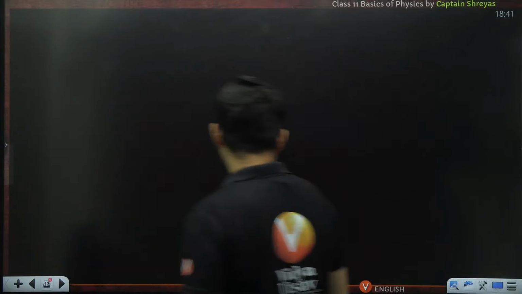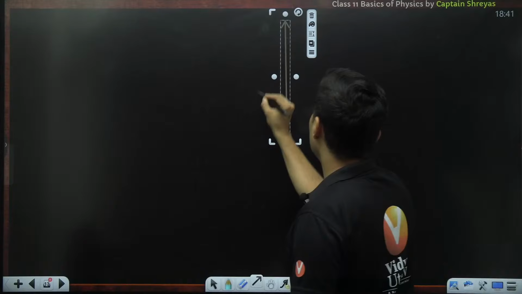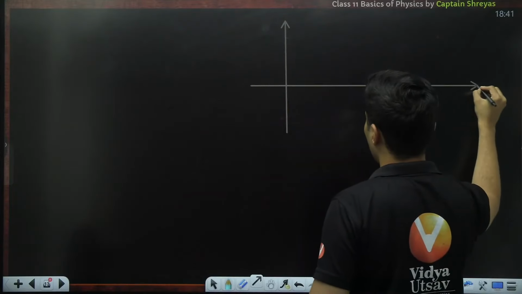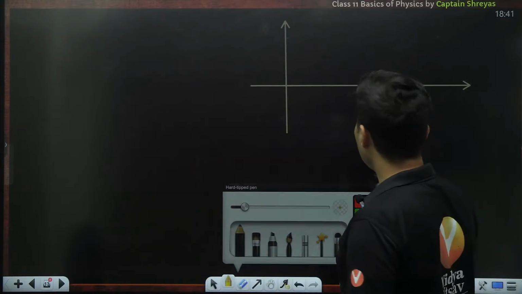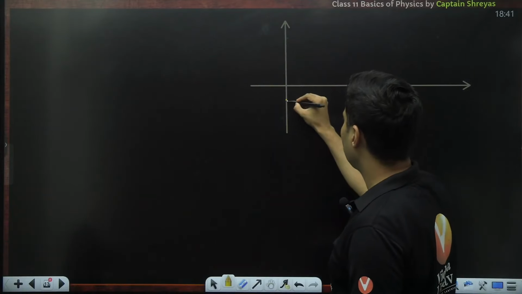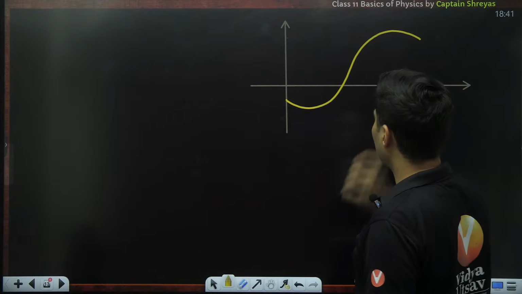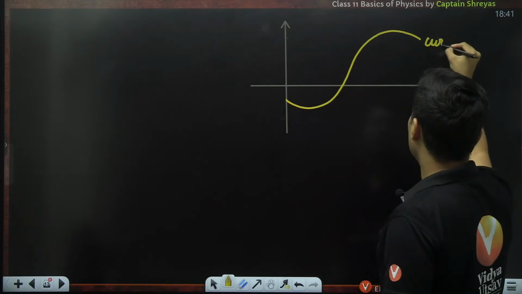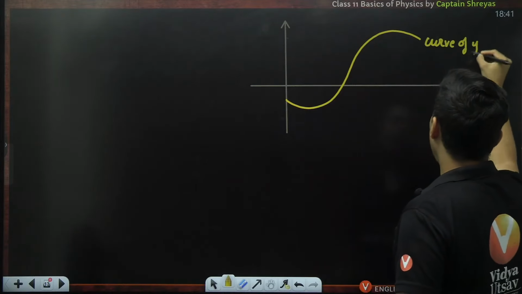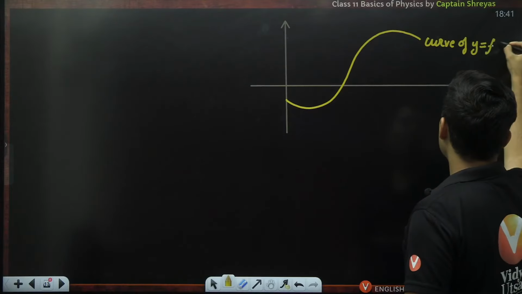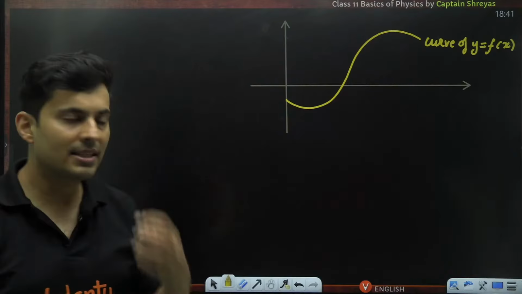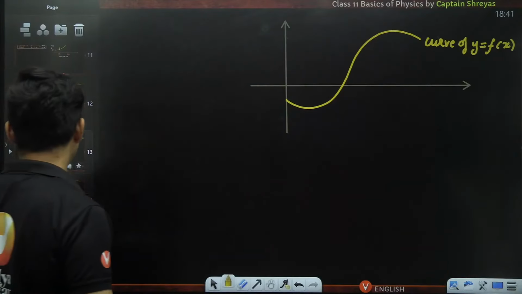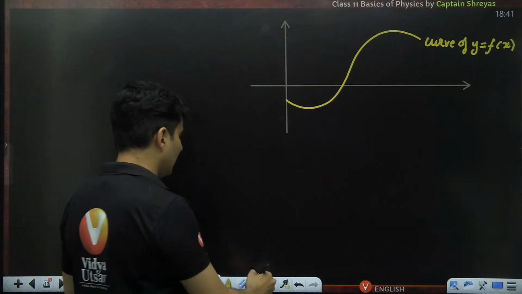Okay. But now I have a concern because I just told you that in a curve, the slope is not constant. What if I want to measure that exact value of the slope at every instant? So say for example, this is that curve. This is some curve of y is equal to some function of x, and I am trying to measure instantaneous slope.